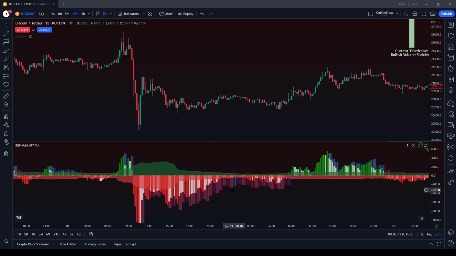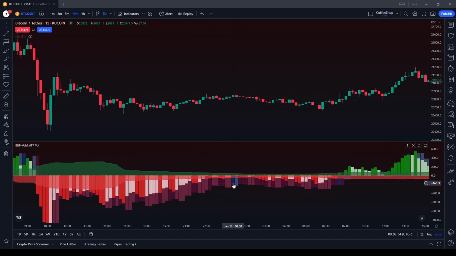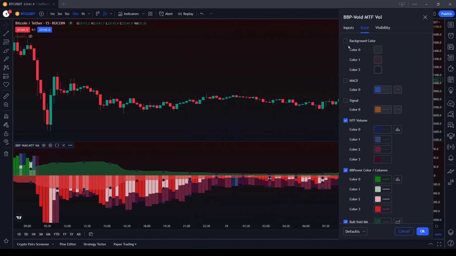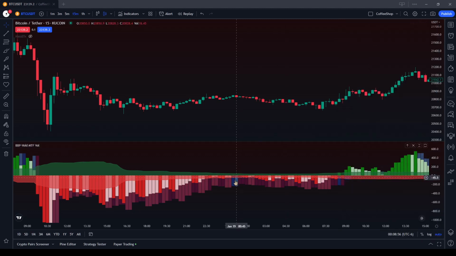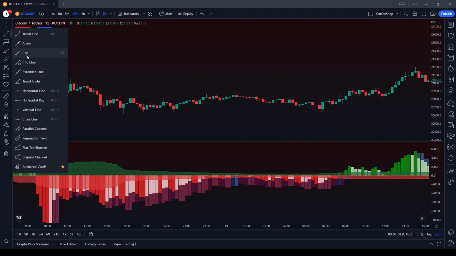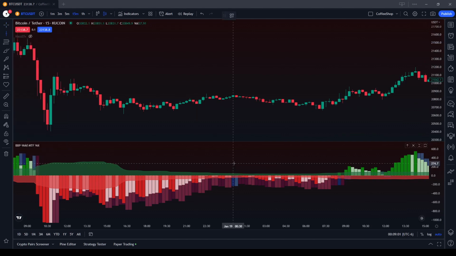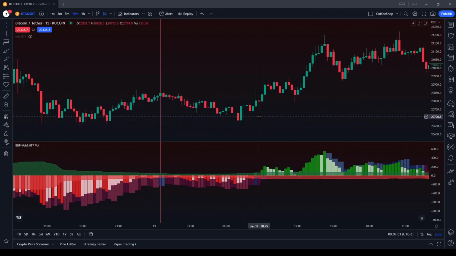But I want you to pay attention to something. See this little blue bar here? There's a blue bar here, and that is supposed to be bullish volume, right? Hang on, go over here. I just want you to see this. Bull bear settings for current time frame, high time frame. You are above growing strength. That's above the midline. Don't forget this blue line here. It's very important. I want to show you real quick how to use this. Let's just take a look here.